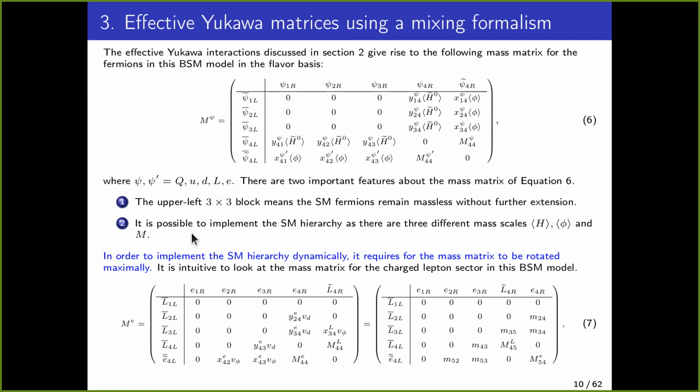So it is possible to implement the standard model hierarchy as there are 3 different mass scales. Actually, one more reason why we consider this mass matrix is to relax the strong standard model hierarchy, because in this way, one of the Yukawa constants is shifted by the other 2 moderate Yukawa constants, as well as the one heavy vector-like mass. So the main reason for this mass matrix is to relax the strong standard model hierarchy. But this is not our starting point. We want to rotate this mass matrix as much as possible to implement the standard model hierarchy dynamically. So this is our starting point.